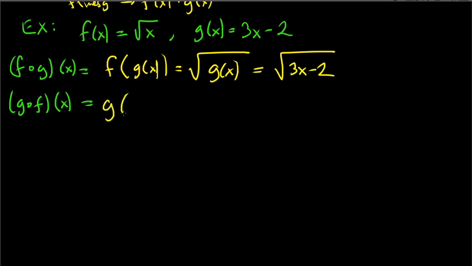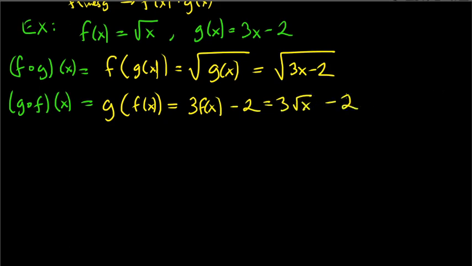If you want to go the other way, take g of f of x. So I would say, what does g do to x? Well, it multiplies it by 3, and then it subtracts 2. So what does it do to f of x? The exact same thing. You multiply f of x times 3, and then take away the 2. So what's f of x? It's just the square root of x. Okay, so that's g of f of x. And you'll notice that this is not the same thing as the square root of 3x minus 2.